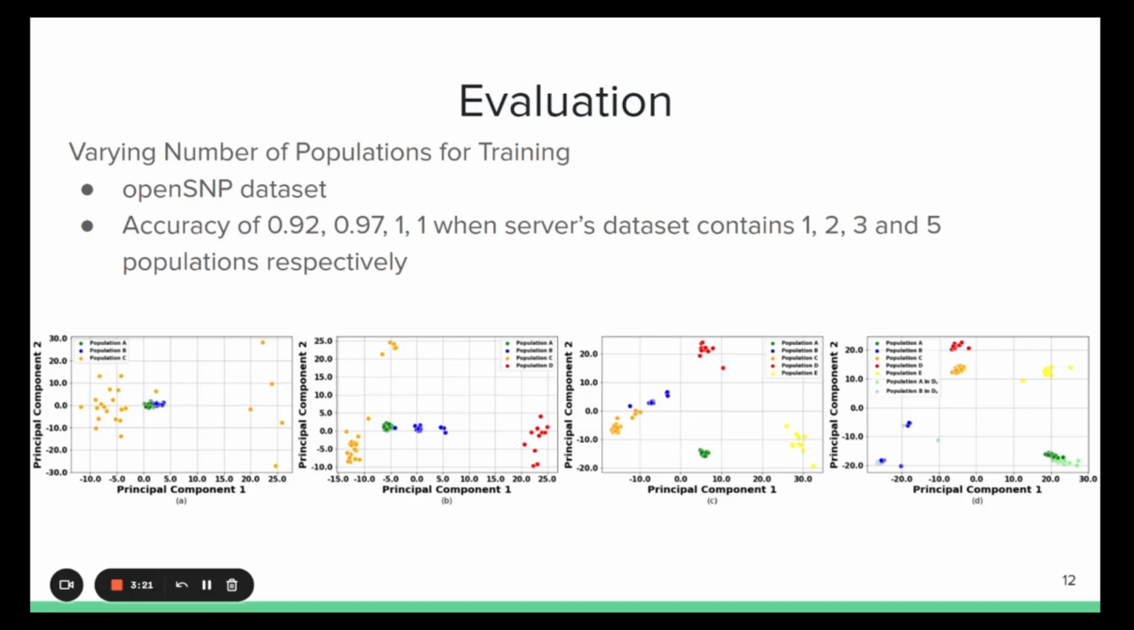Furthermore, we also have D, where all 5 populations are included in training the dataset, and the accuracy achieves this one. What we notice is that the performance increases as the number of populations in DS grows, and even with an incomplete representation of locally observed populations, high accuracy is obtained.